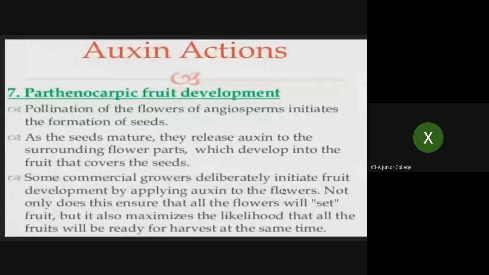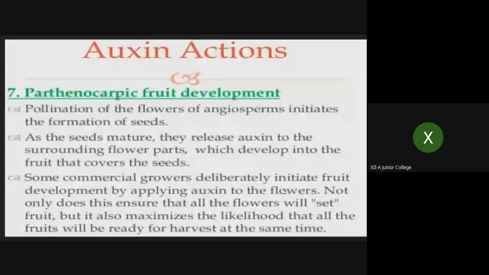One more important application is parthenocarpic fruit development. Most of the students might have heard of it. Pollination of flowers of angiosperms initiates the formation of seeds. But as the seeds mature, they release auxin to the surrounding flower parts, which develop into fruit that covers the seeds. Some commercial growers deliberately initiate fruit development by applying auxin to the flowers. Not only does this ensure that all flowers will set fruit, but it also maximizes the likelihood that all the fruits will be ready for harvest at the same time.